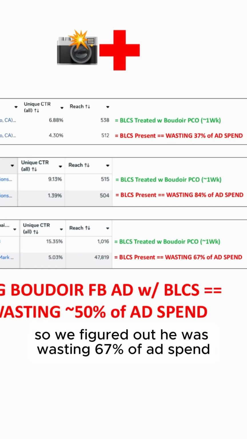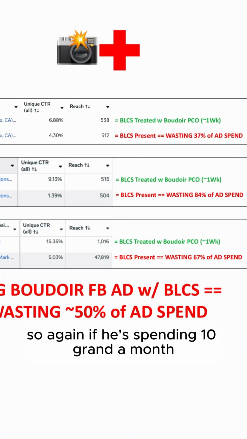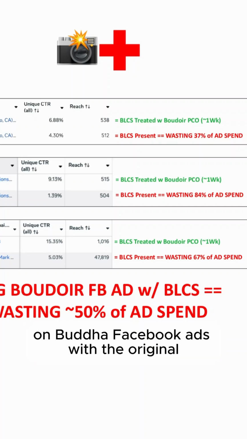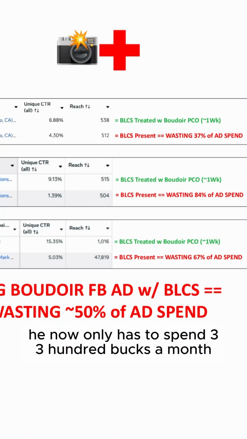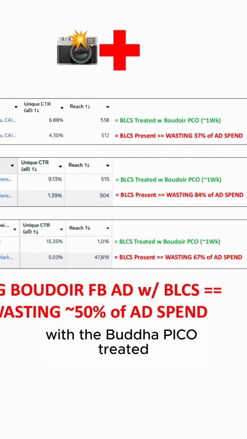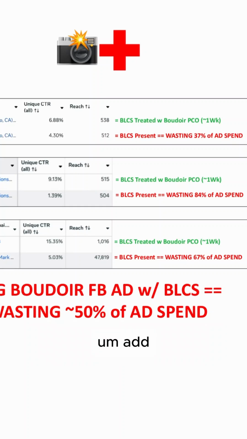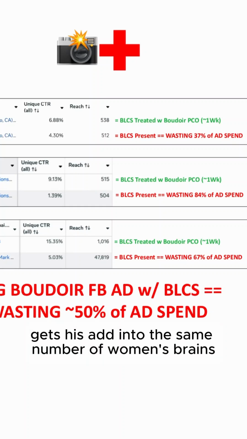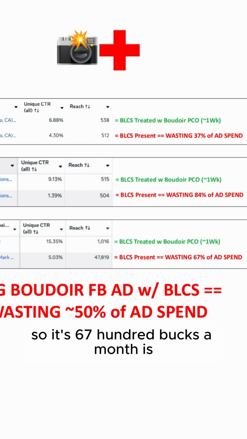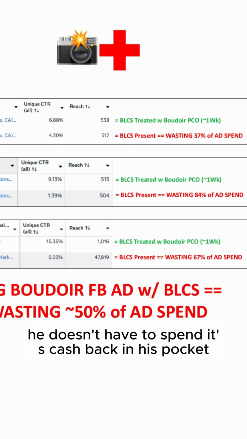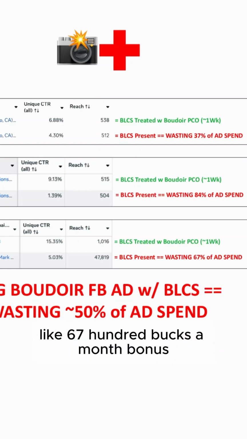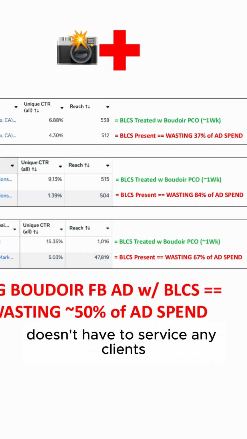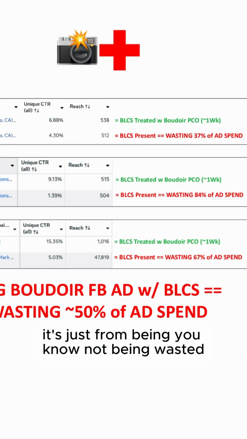So we figured out he was wasting 67% of ad spend. So if he's spending 10 grand a month on boudoir Facebook ads with the original, he now only has to spend 3,300 bucks a month with the boudoir Pico treated ad, and he gets his ad into the same number of women's brains. So it's 6,700 bucks a month he doesn't have to spend. It's cash back in his pocket, like a 6,700 bucks a month bonus. Doesn't have to service any clients. It's just from not being wasted.